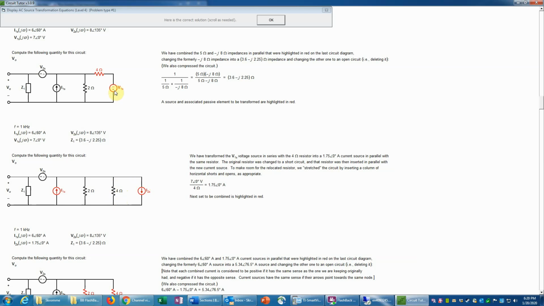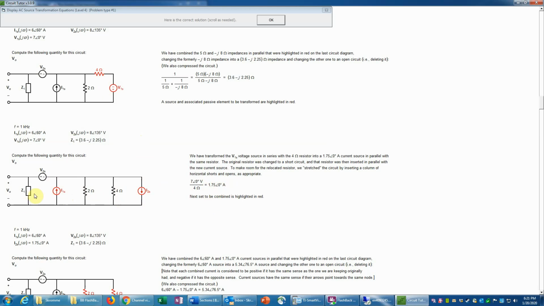which is consistent with the original voltage source. Okay, so in order to compute the value of that new current source, we need to divide the original voltage value by 4 ohms using the idea of source transformation. And that V1S was 7 angle 0, so divided by 4 will just give us 1.75, or 7/4 basically, angle 0, since the resistor doesn't have a phase angle. Now we have 2 current sources in parallel.